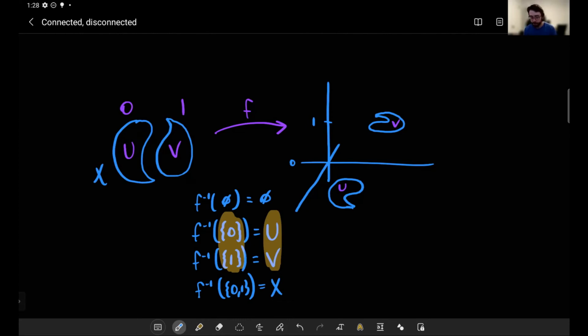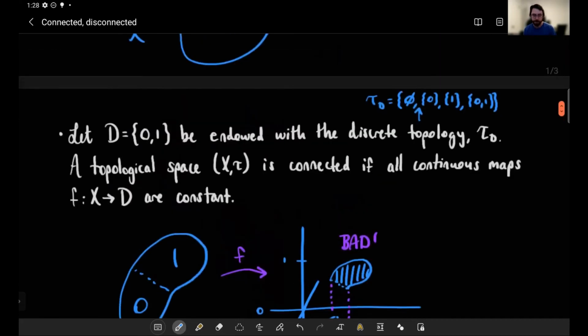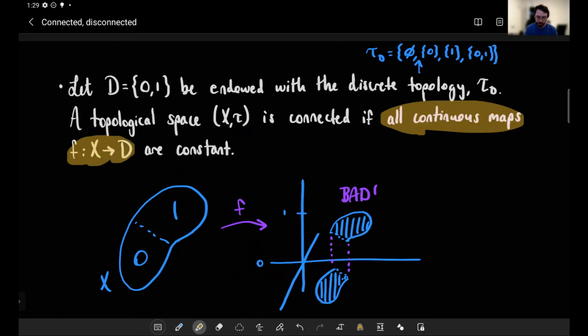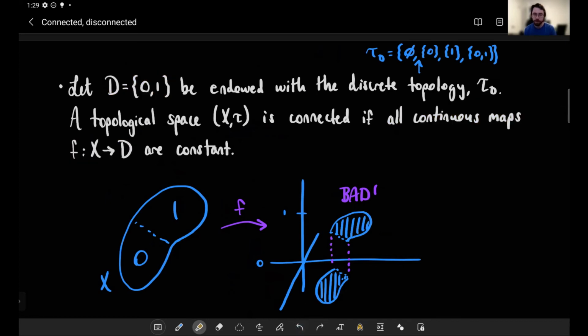Sometimes this weird definition comes in handy. So instead of trying to find a disconnection or trying to prove no disconnection exists, you prove that, given some continuous map from your space to the discrete space, it has to be constant. It doesn't always make the proofs nicer, but sometimes it does.